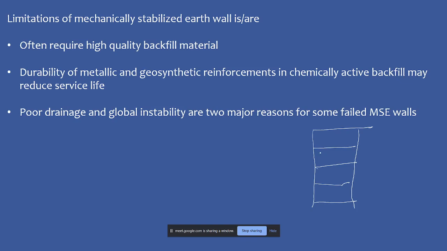And poor drainage and global instability, yes, they can be the reason for some of the limitations. But poor drainage depends upon the compacted fill and the type of soil available here. In some cases it will introduce poor drainage, and in some cases it won't. So it's a little tricky whether we should select the poor drainage option or not. Since it's not sure, we are ignoring it here, and we are only going with the high quality backfill material.